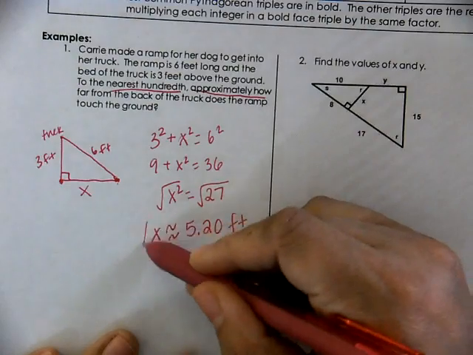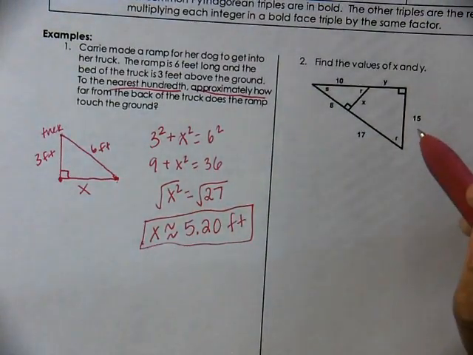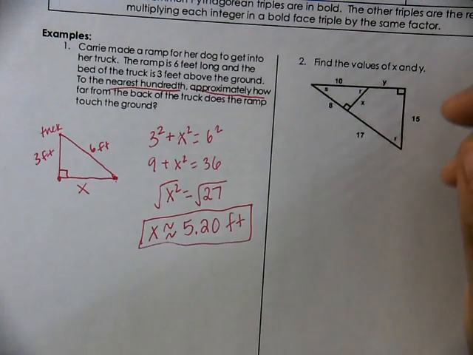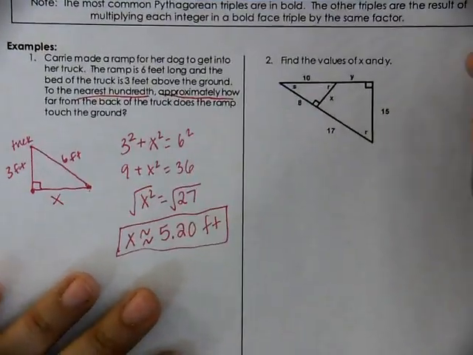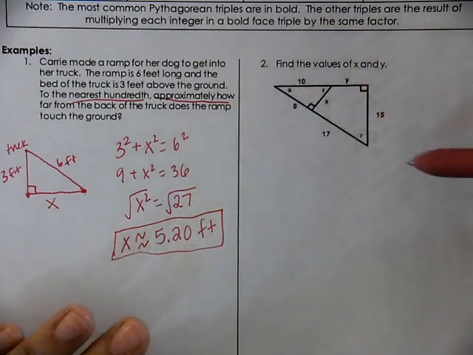So our final answer should be as well. If it's not a story problem, sometimes we'll keep things in simplified radical. But again, just follow the directions on any homework or on the quiz and the test eventually. And then for number 2, it's just a lot of finding the missing sides or angles.